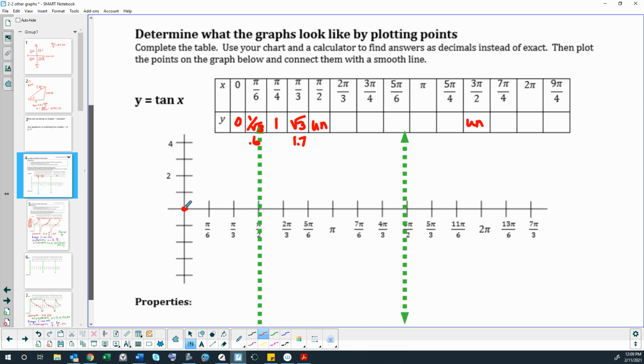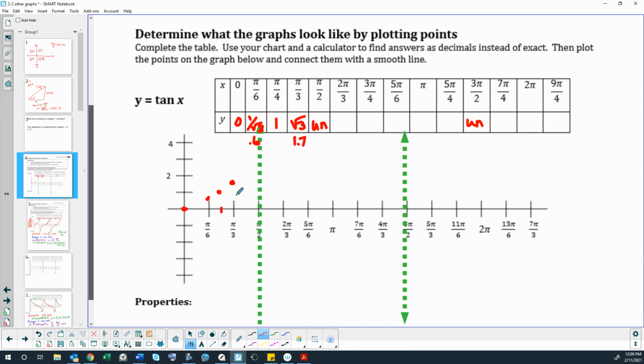So we've got a point at 0, 0, and we have a point at pi over 6, 0.6, so a little bit here lower than 1. Notice I scaled this graph differently than I did in the last notes. And then pi fourths would be here in between at 1, and then pi thirds would be up at 1.7.